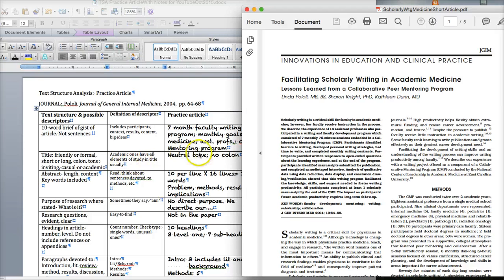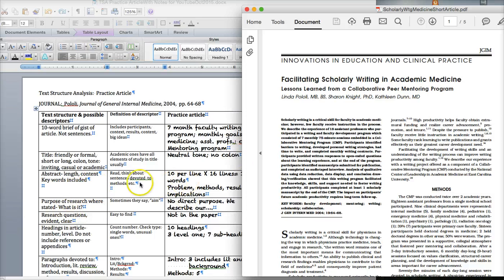Okay, I've looked at the title. The title, Facilitating Scholarly Writing in Academic Medicine, Lessons Learned from a Collaborative Peer Mentoring Program. That's pretty much the facts. Oh, and it does have a colon. I put that it didn't have a colon. It actually doesn't have a colon in the title, but it has a big title and a little title. That's what you should notice, because when you send in your title, it should match the kinds of information that's there. So this is actually wrong. This shouldn't say no colon, because since there's a big title in big font and a smaller font, that would be considered a colon.